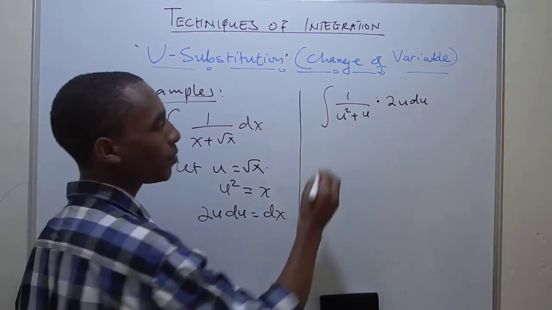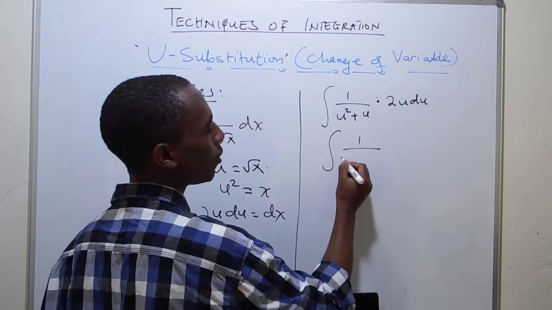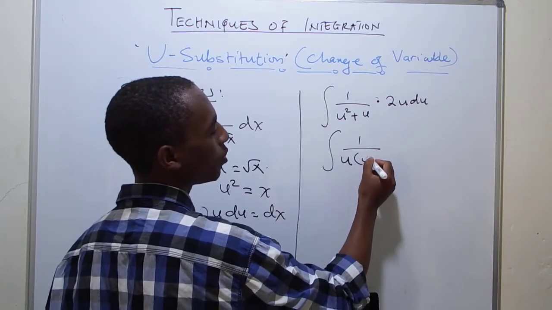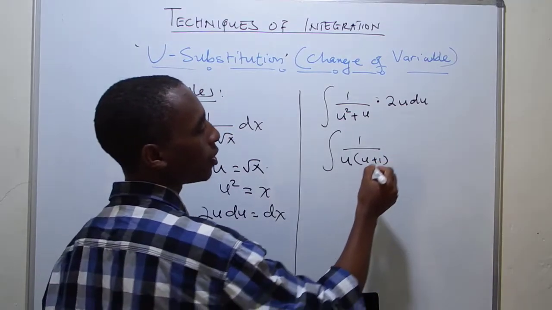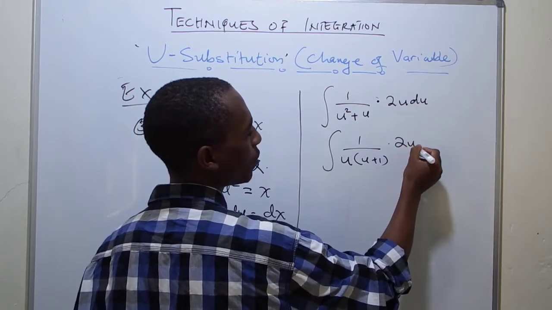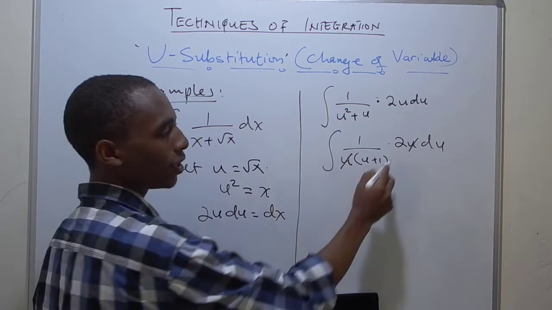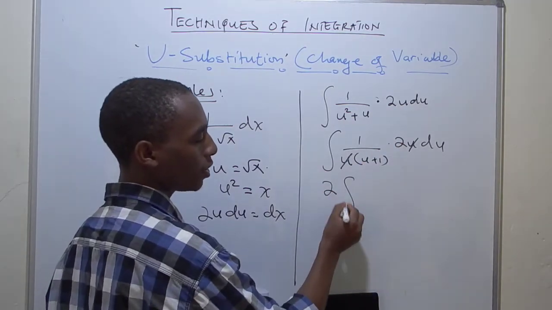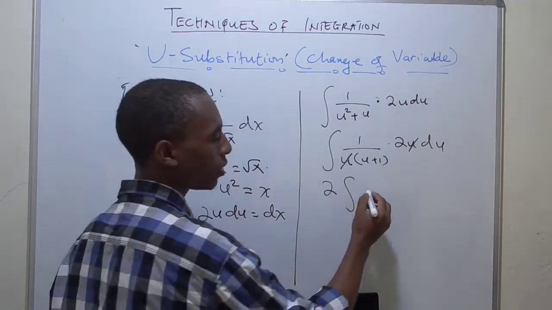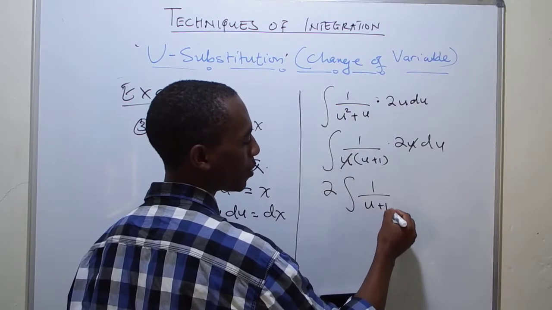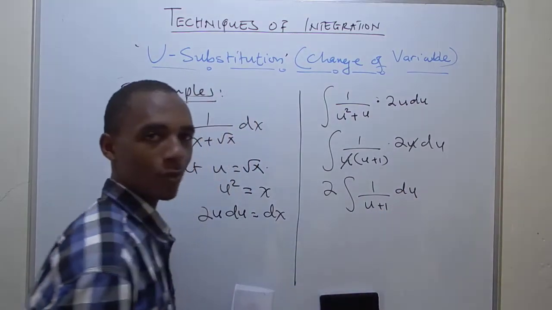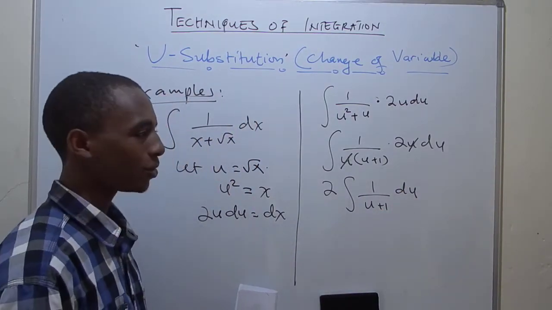Alright, that's a nice one because now I can write this as 1 over u times u plus 1, and then this is 2u du. So this u cancels out with this u. This 2 here is just a constant. So I pull it out, then I have 1 over u plus 1 du, and boom, this is something that we actually know how to deal with.